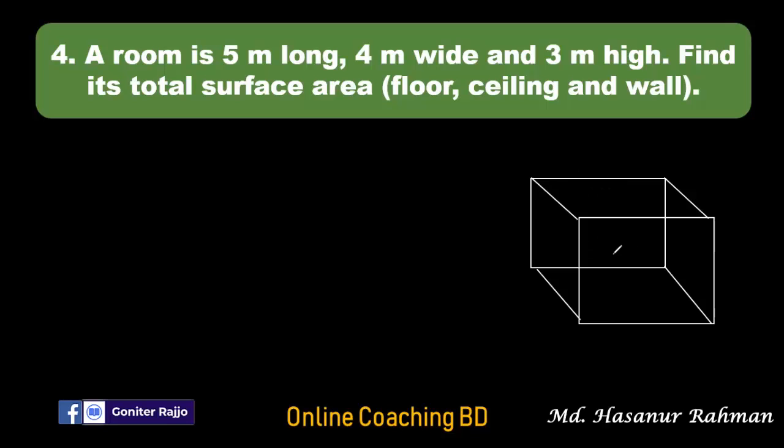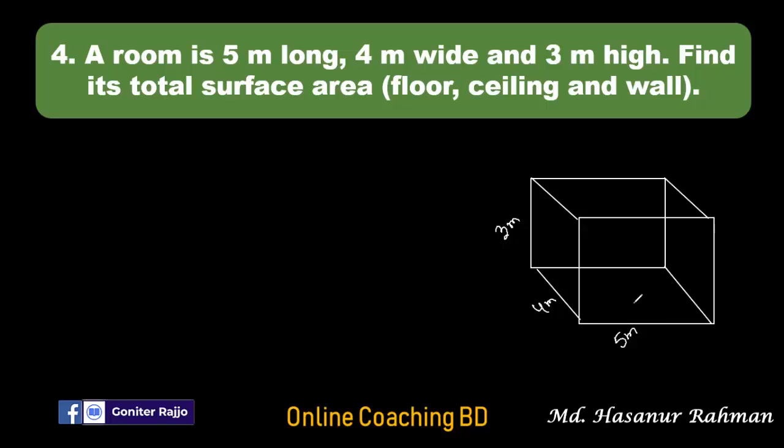Every time you will see there are two dimensions. That means if you want to find out the area of each surface, then you will get 6 surface areas. Then you have to add all of them. Then you will get the total surface area. Here, length is 5 meter, width is 4 meter, and height is 3 meter.